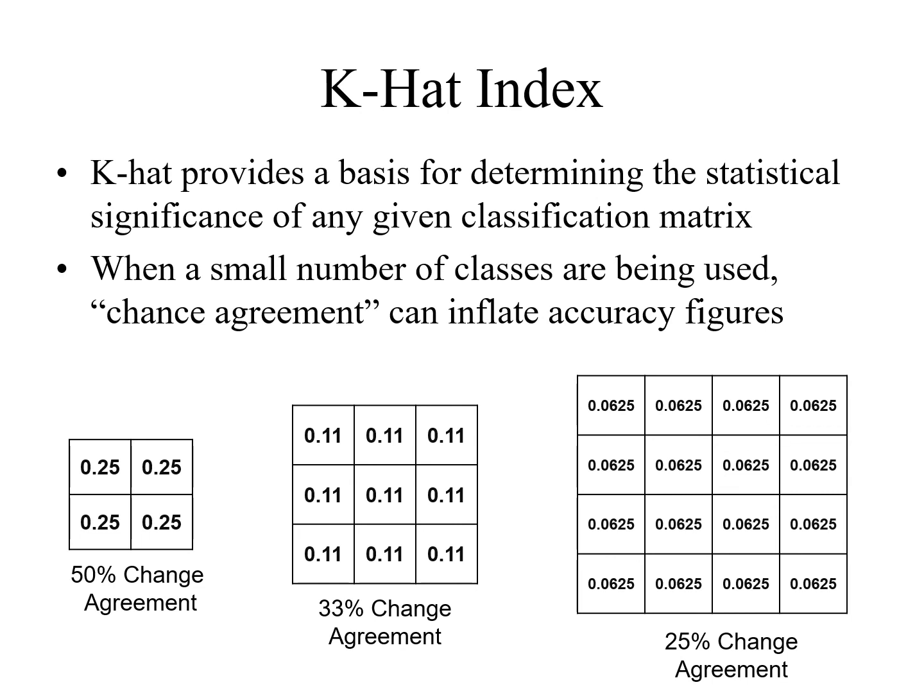Okay, now we're going to talk about the K-hat index. And K-hat just means that there's a little bar over the K, but I don't write that in, I just say K-hat. So we run into a problem when we have a small number of classes, okay? Because there's a chance agreement that can inflate our accuracy figures.